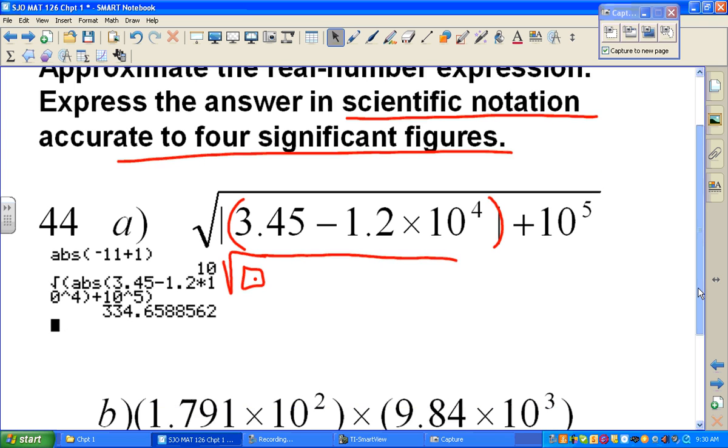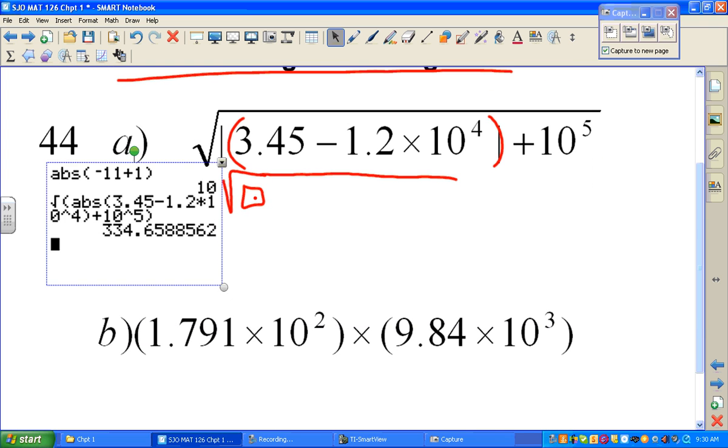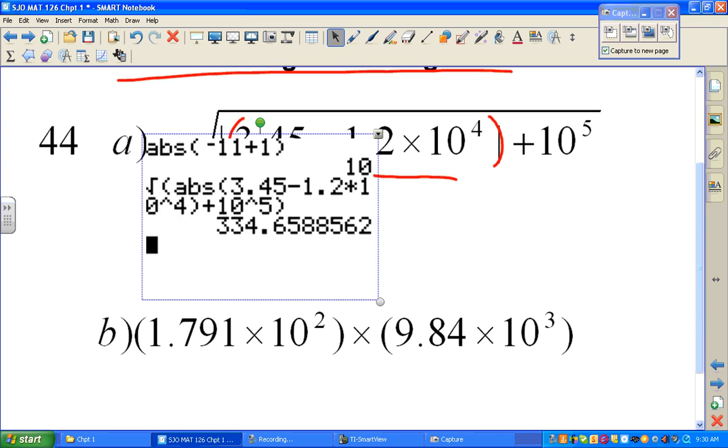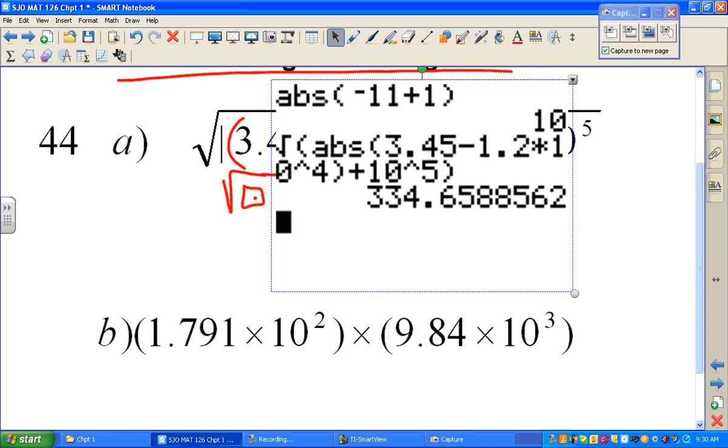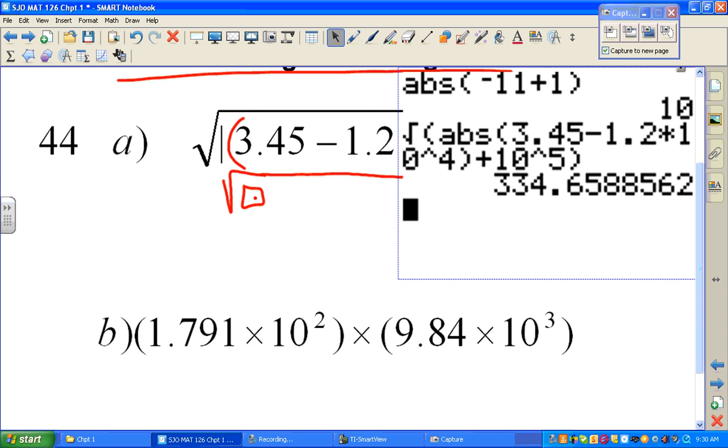334.6588562. How do you write this? Oops. How do you write this in scientific notation? Do you remember with 4 significant figures? Do you remember? That's like pointing. Okay, where would that point to? The 4 digits would stop right here, wouldn't it? Is that what you're pointing to?